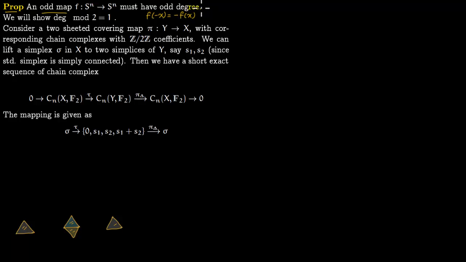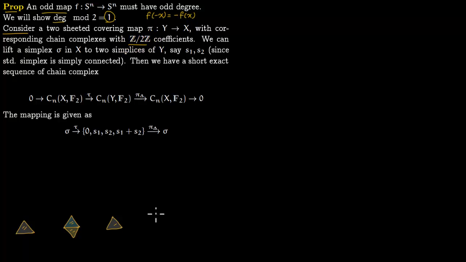Recall that the degree map has to be between the homology groups. So what we are going to do is show that degree modulo 2 is 1. That will show that the degree is odd. Before we do the proof of this, we have to do some preparatory work for two sheeted coverings. So consider a two sheeted covering map, a projection map from Y to X, and here the chain complexes have coefficients Z modulo 2Z.